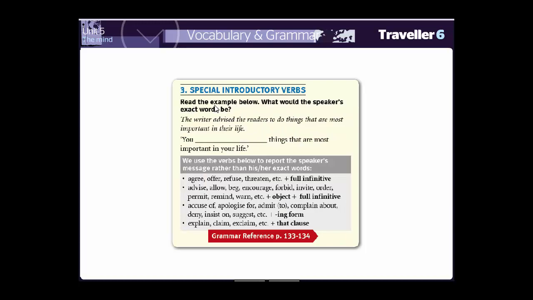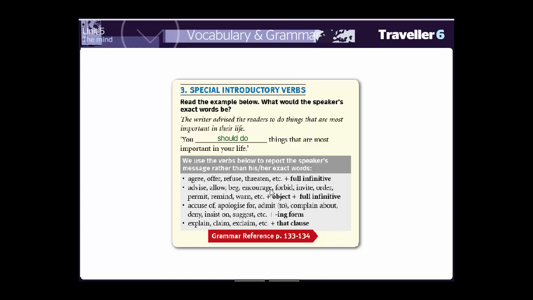Number 3. Read the example below. What would the speaker's exact words be? The writer advises the readers to do things that are most important in their life. "You should do things that are most important in your life." Use the verbs below to report the speaker's message rather than his or her exact words. Agree, offer, refuse, threaten, etc. is followed by to plus infinitive.